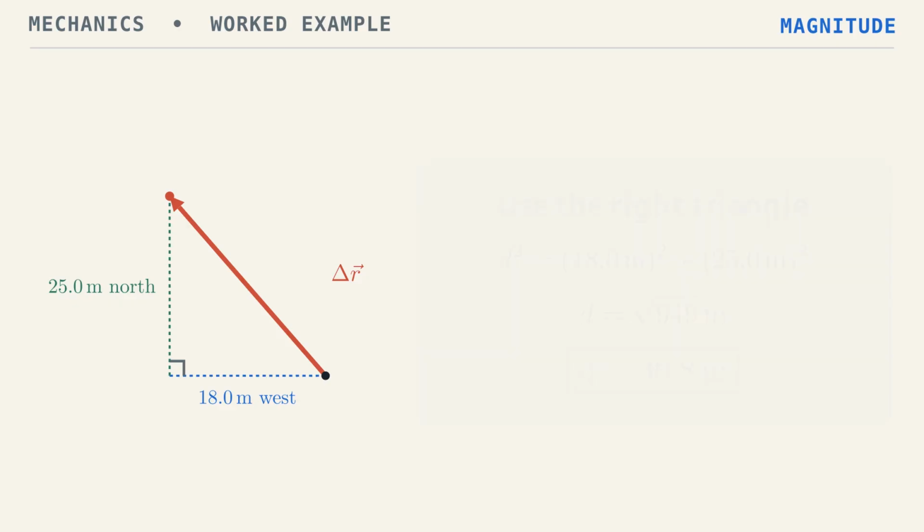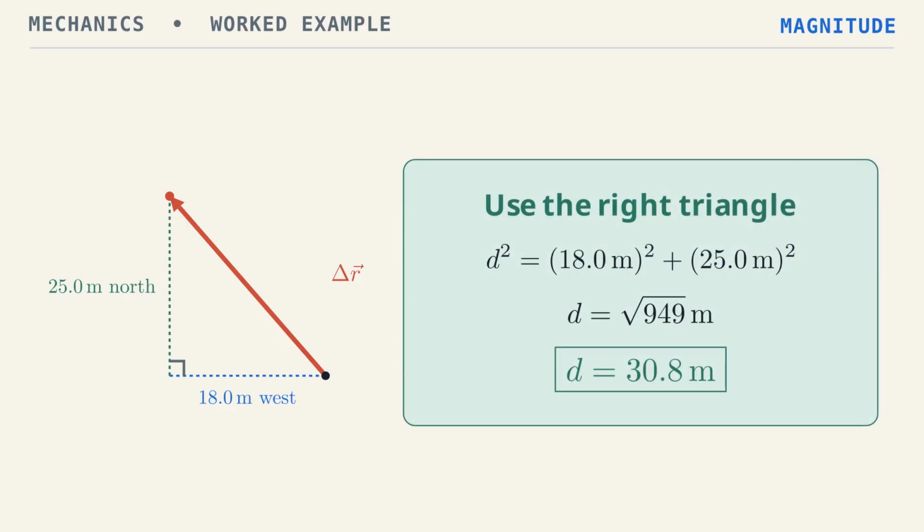To find how far the ending point is from the start, use the right triangle made by the two component displacements. The displacement magnitude is the hypotenuse. By the Pythagorean theorem, d squared equals 18.0 meters squared plus 25.0 meters squared. Taking the square root gives 30.8 meters. Squaring removes the component signs, as it must, because a magnitude is non-negative.